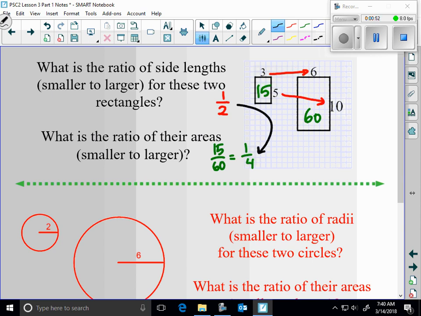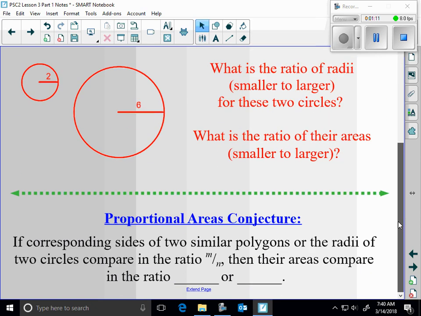One thing I'd like to bring to your attention is that this would be, let's say, centimeters. That'd be the measurement there. This would be centimeters squared, right, because it's area. And what you'll notice is that 1 squared is 1 and 2 squared is 4. Okay, so let's look at how that applies to another situation.